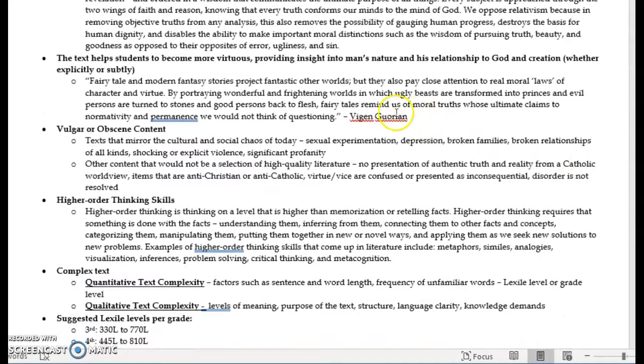For the previous one about helping students become more virtuous, I included this quote about using fairy tales and fantasy stories, but really this quote could be applied to any fiction. And these are some examples of vulgar or obscene content that we would not want to expose our students to through novels.